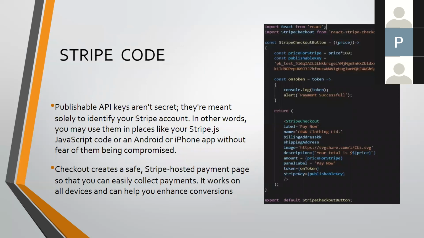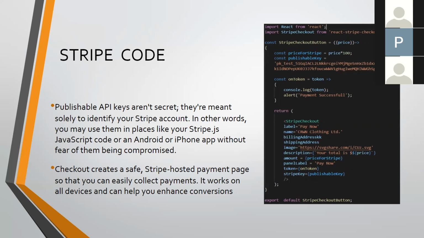From this code, we can see that we have first taken Stripe checkout functionality from React Stripe checkout. And in the Stripe checkout button, we pass total prices of items selected by the user. And then in the function, we use publishable key and token, both of which are used for validating details like CVV of card and expiry date. Checkout creates a safe Stripe hosted payment page so that you can easily collect payments.